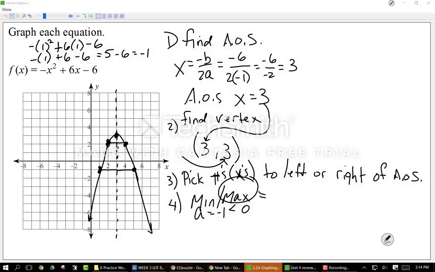But now what's my value? Well, guess what? That's where the y-coordinate is. The y-coordinate is 3, so that goes here. So this problem has an axis of symmetry of x equals 3, vertex of 3, 3. I picked 2 numbers, plugged them in, and got those 2 points plus 2 more because I reflected, and then it is a max because a is less than 0, and then my value of the max is 3 because that's the y-coordinate of my vertex. This concludes graphing quadratic equations in standard form.